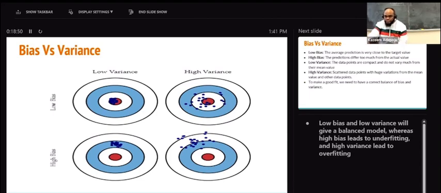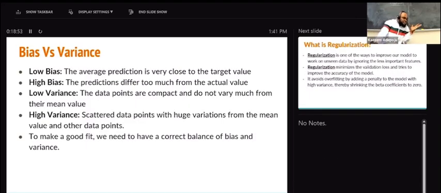Now, this is the interpretation of low bias: the average prediction is very close to the target value. Of course, you remember in statistical analysis, we normally say that if I have an estimator, theta hat, and this is a parameter, then theta hat is unbiased if the expected value of theta hat equals the parameter. In the same way, we say the sample mean is an unbiased estimator of the population mean.